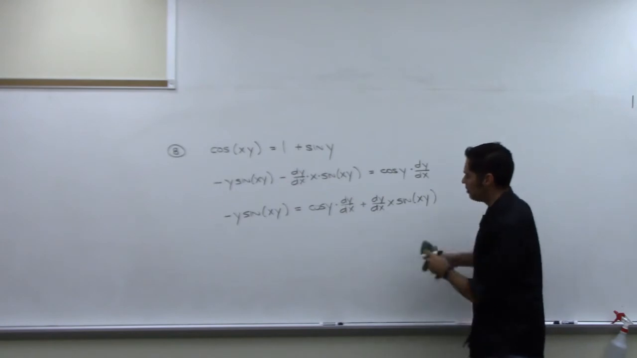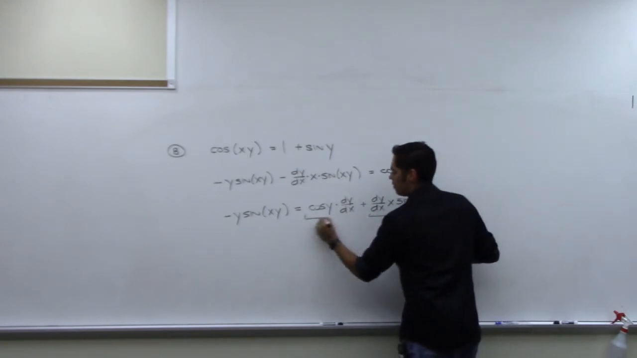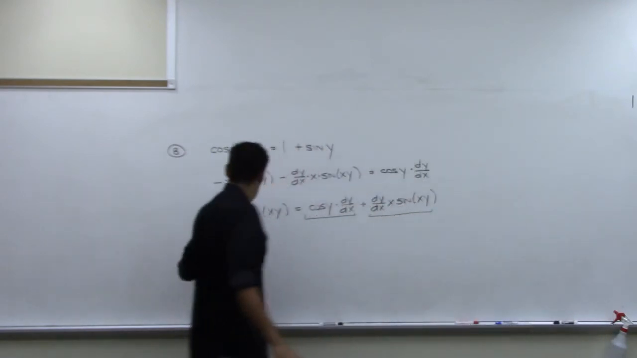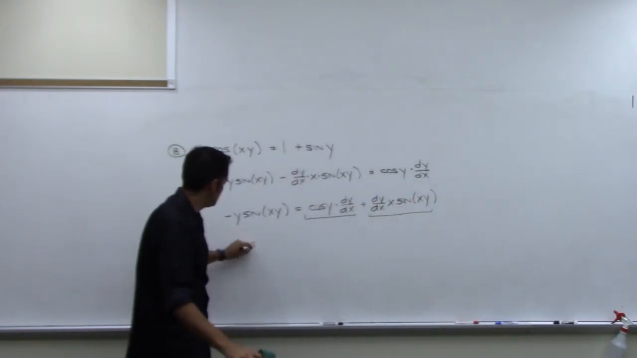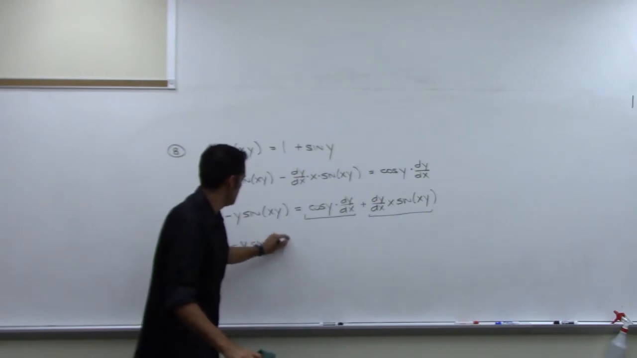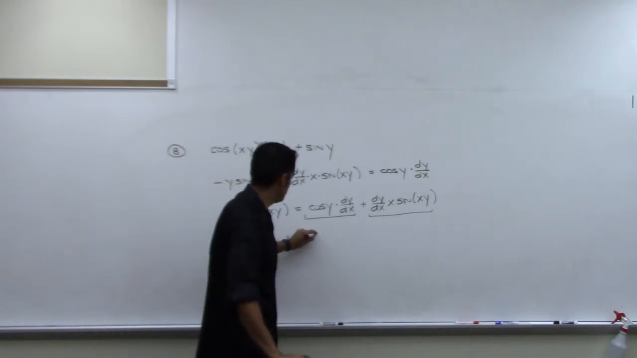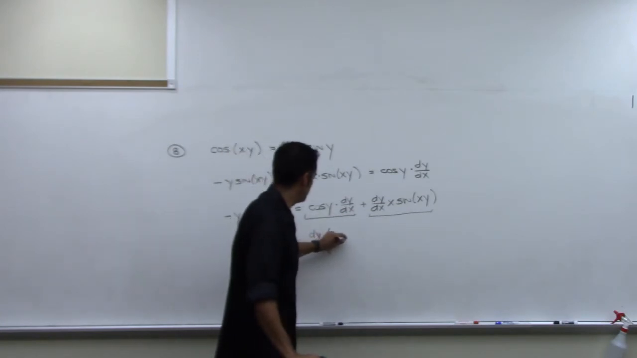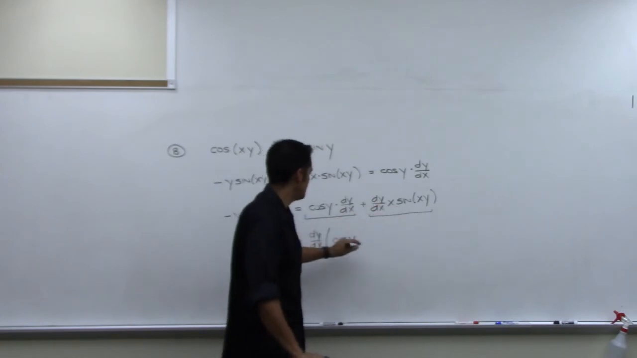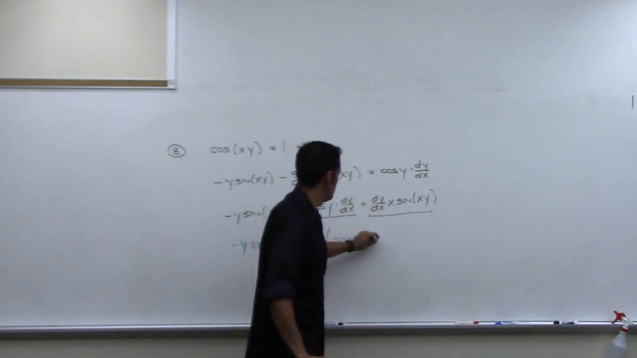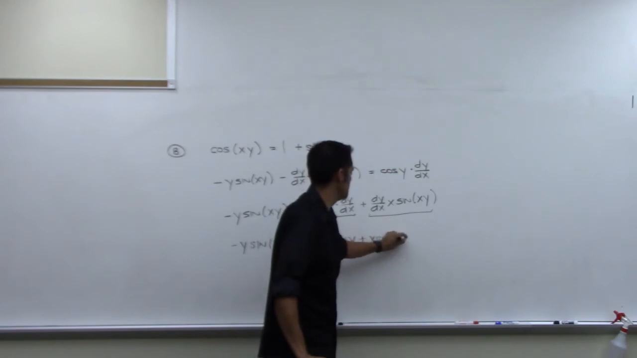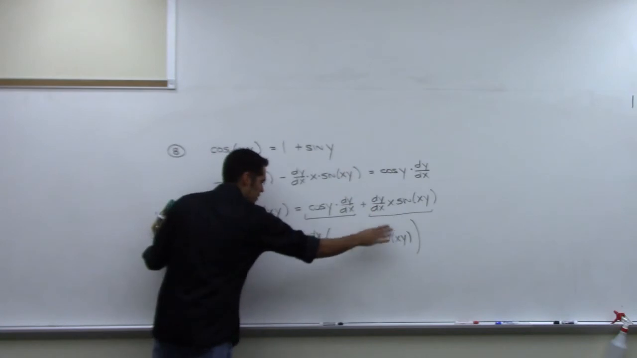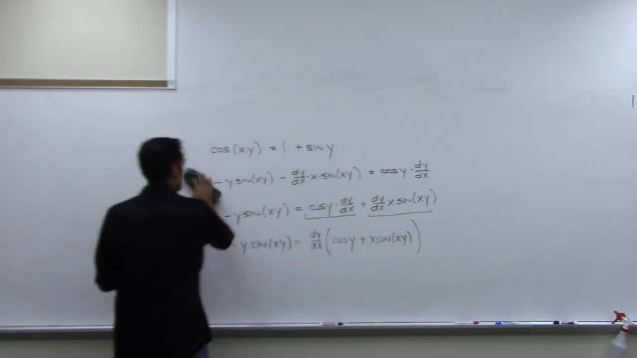And notice that both of these terms have dy dx in them, and I can factor that out. So I'll have negative y sine xy equals, pull out the dy dx, and when I pull that out of this term, all I'm left with is cosine y. When I pull it out of this term, I'm left with plus x sine xy. All right, and now that I almost have it isolated, I'm just going to divide this through on this side, and that will be my final result.